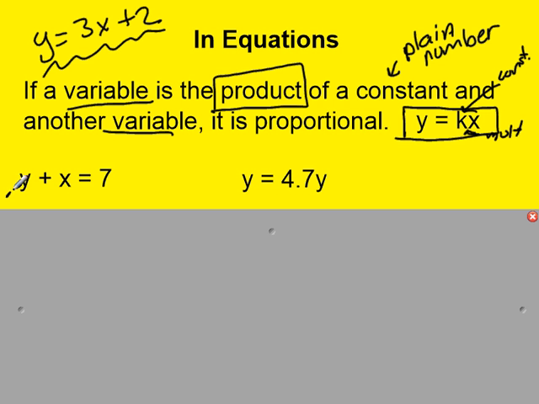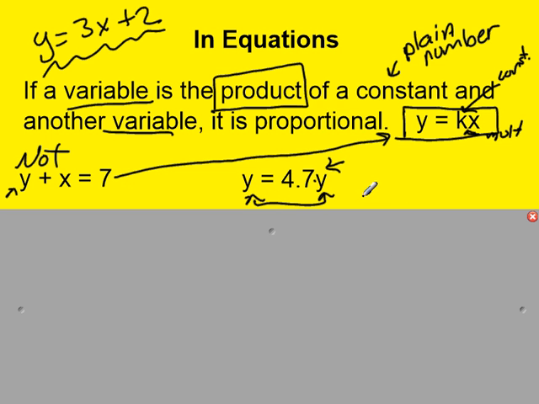So these are really easy to figure out, guys. Let's take a look at this first equation. I have y plus x equals 7. That looks nothing like this standard form of a proportional equation. So this one is not proportional. This one is a little tricky because it looks like it might be proportional. You have a constant with a number, you have a constant multiplied by a variable. But notice my two variables are the same. Okay, therefore it is not proportional. You have to have different variables.